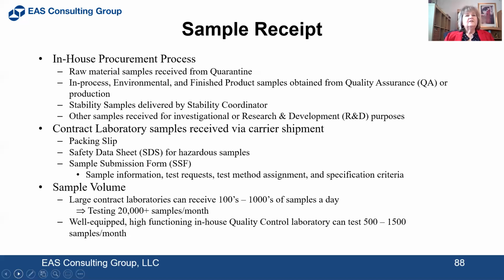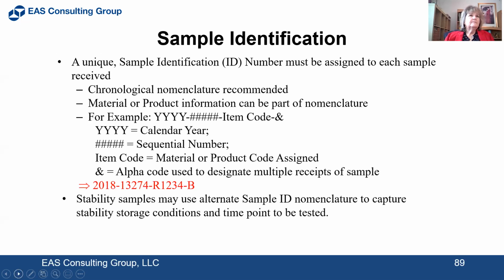Your sample volume can vary. Large contract laboratories can receive hundreds or thousands of samples a day and might test up to 20,000 samples a month. But a well-equipped, high-functioning in-house quality control laboratory can test 500 to 1,500 samples per month. It's possible, you just have to be really organized.